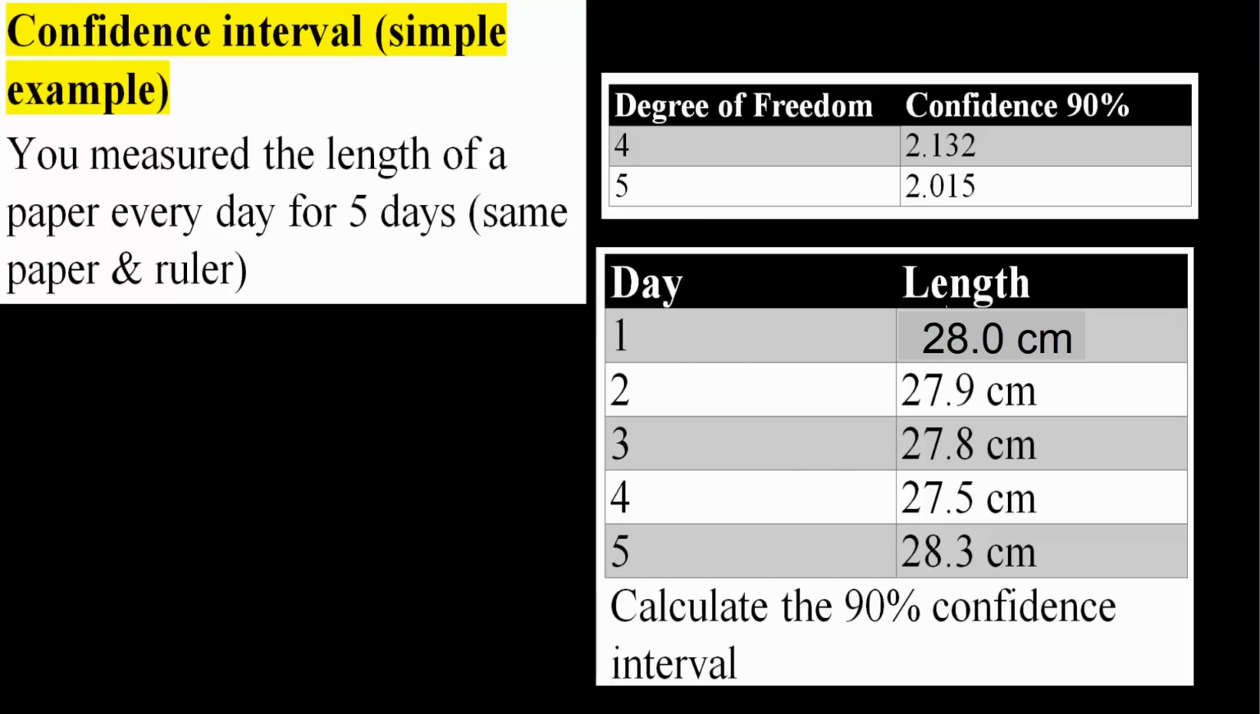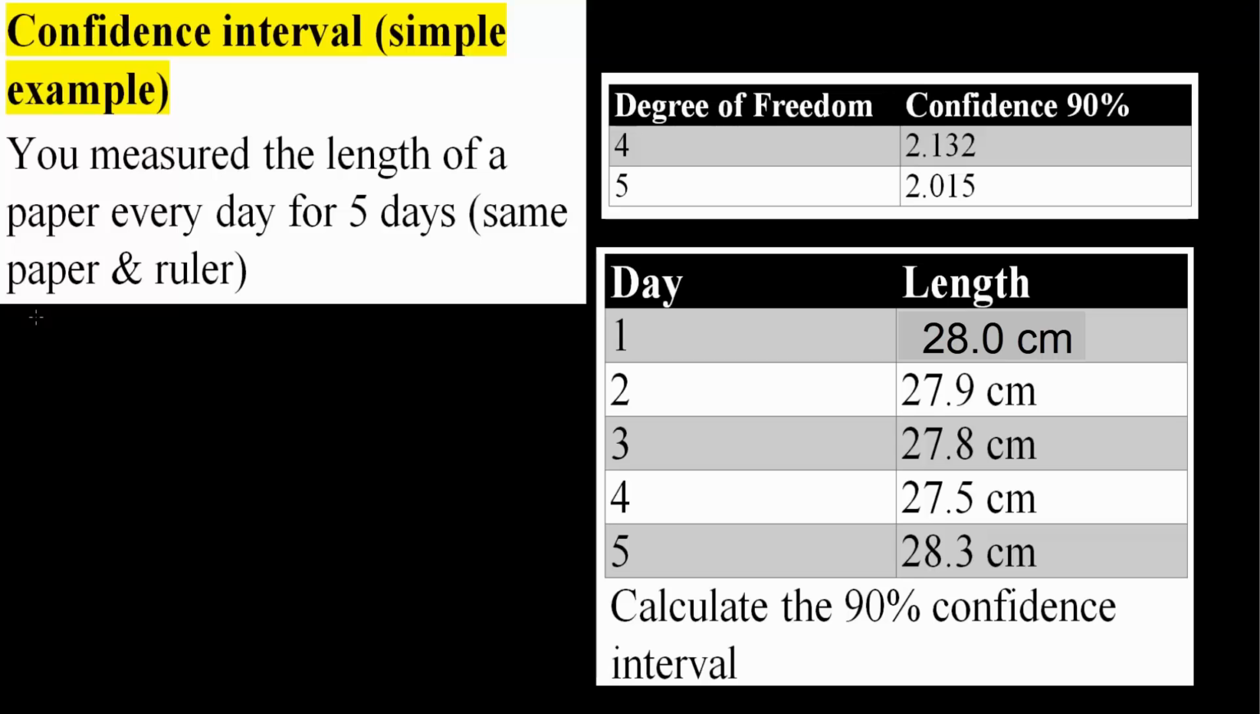Day 1, it was 28 centimeters. Day 2, 27.9. Day 3, 27.8. Day 4, 27.5. And day 5, 28.3. Now the reason why it's off, maybe you're in a rush or something, so that's why it's off. And so we're asking, calculate the 90% confidence interval. And so let's get started.